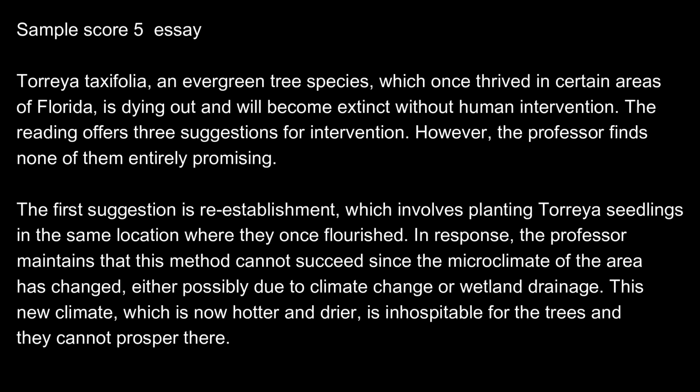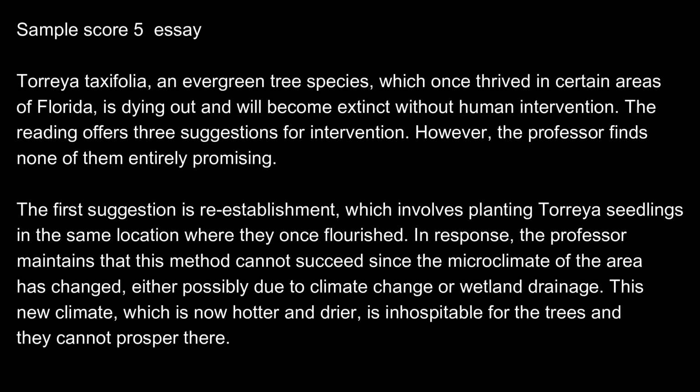The reading offers 3 suggestions for intervention, however, the professor finds none of them entirely promising. The first suggestion is re-establishment, which involves planting Torreya seedlings in the same location where they once flourished. In response, the professor maintains that this method cannot succeed since the microclimate of the area has changed, either possibly due to climate change or wetland drainage. This new climate, which is now hotter and drier, is inhospitable for the trees and they cannot prosper there.